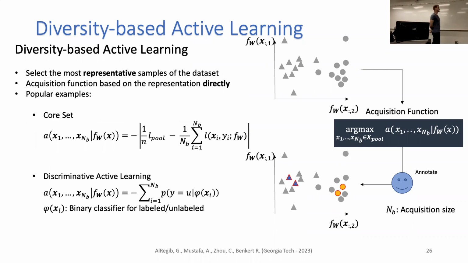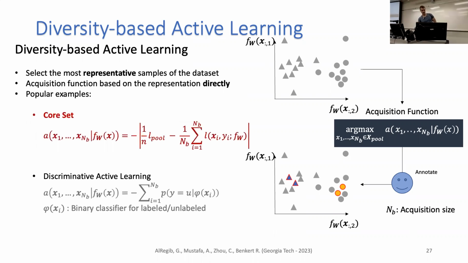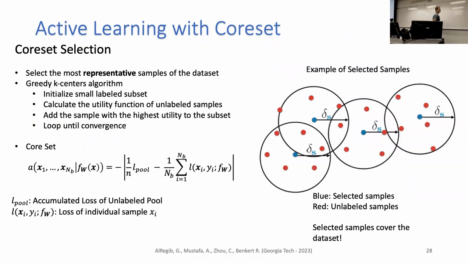Now, I'll be showing you two different types. First one is going to be core set. The second one is discriminative active learning. So let's dive directly into it and talk about what core set actually is. The way you can think about what the core set of a particular data set is, it represents the samples that cover the entire data set. If you think about this humongous data set that you see over here with these red and blue points, these blue points represent the core set. That means they cover the entire data set with this distance delta S. That's really what this is.